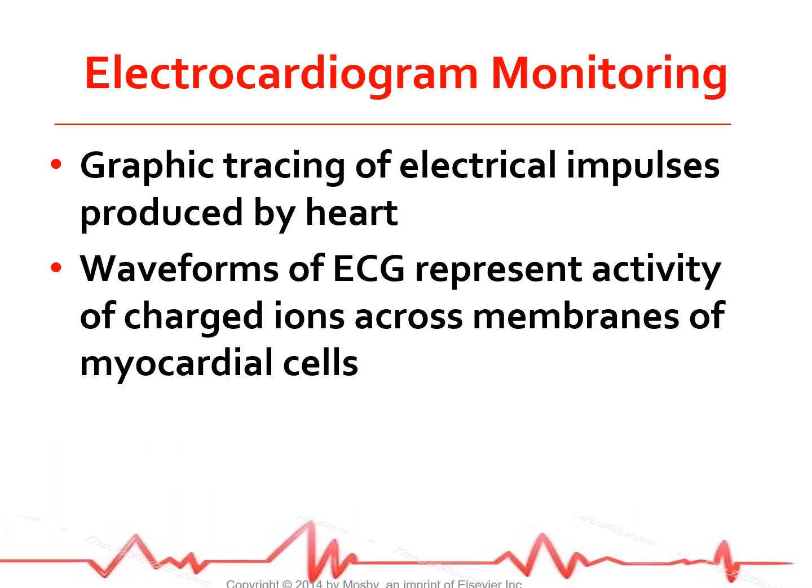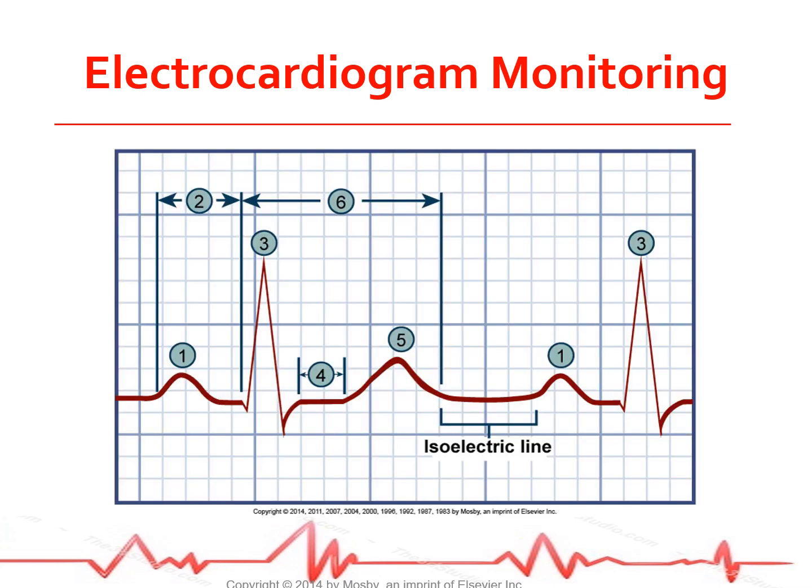So our ECG monitoring is the graphic tracing of electrical impulses that are produced by the heart. And we see these as waveforms, which really represent electrically charged ions that move across the membranes of the myocardial cells. So this is the picture of a normal ECG. So let's go through some of the different waves and what they mean. So number 1 is a little hump before the big spiky thing. So the little hump, number 1, is called the P wave.